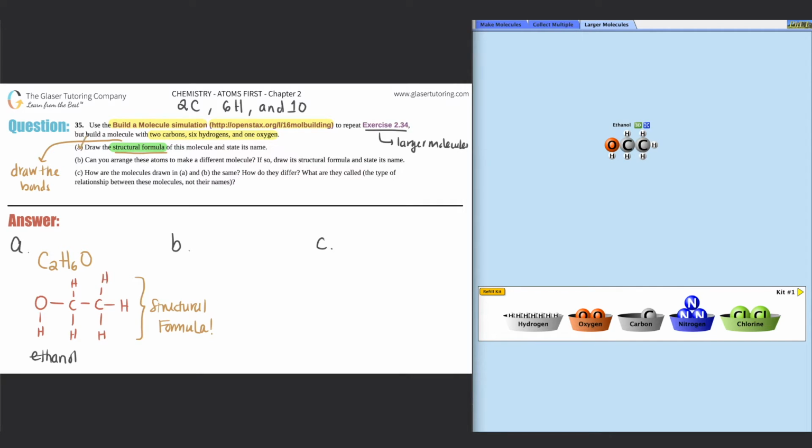Now, it says, can you arrange these atoms to make a different molecule? And if so, draw a structural formula and state its name. So let's see.